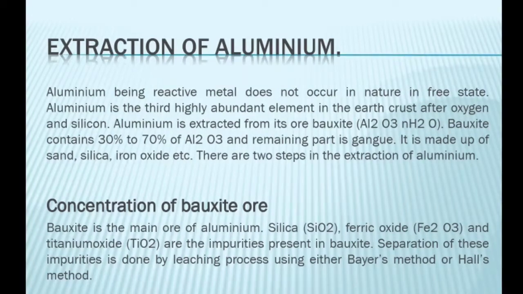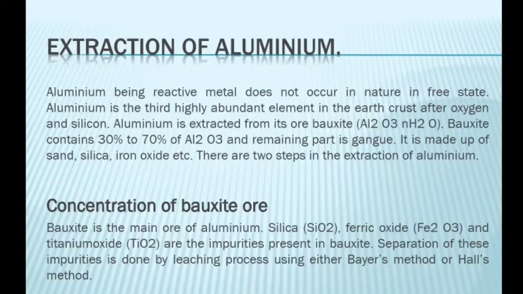In the Bayer's process, the ore is first ground in a ball mill, that means crushed. Then it is leached by heating with concentrated solution of caustic soda, that is NaOH, that means sodium hydroxide, at 140 to 150 degrees Celsius under high pressure for 2 to 8 hours in a digester. Aluminium oxide being amphoteric in nature, it reacts with aqueous solution of sodium hydroxide to form water-soluble sodium aluminate.